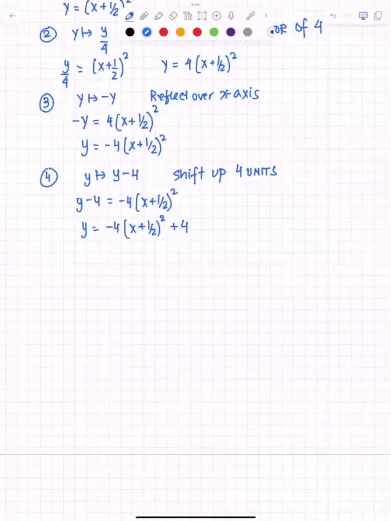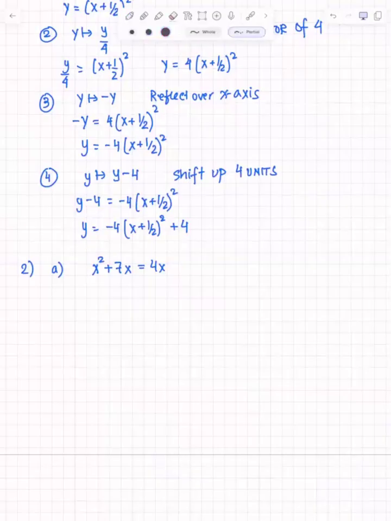Question 2. 3 parts, all solving quadratics. A, solve x squared plus 7 equals 4x. The moment you see it, recognize first what you're doing. It's a quadratic equation you're solving. So we can first bring everything to one side.